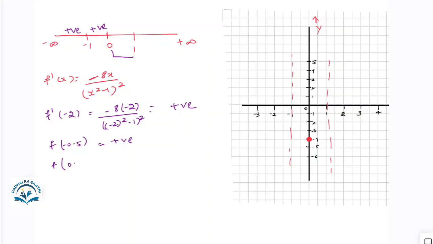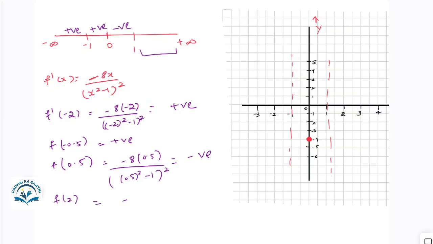Now take plus 0.5. It will be minus 8 into 0.5, over (0.5 whole square minus 1) whole square. So it will be coming out to be negative. From here you can see it's coming negative, so the function is decreasing here. Now take any number in between 1 to plus infinity. Let's take the number 2. Again it will become negative. It means the function is decreasing here.